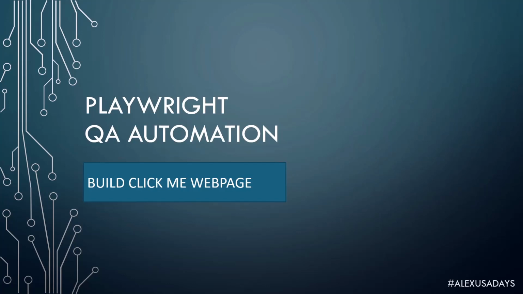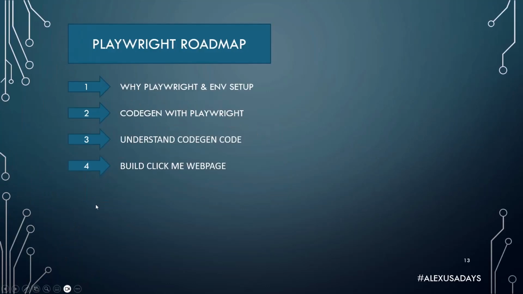So let's move into the next module. Here we're going to build a Click Me web page. It's going to be module number 4, and in order to understand how to get locators, how to select elements, I would like to build a little page for us that we can practice on, just to see the most generic selectors that you're going to use, and how we can do it ourselves.